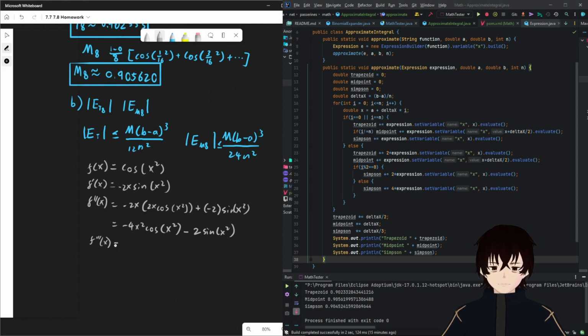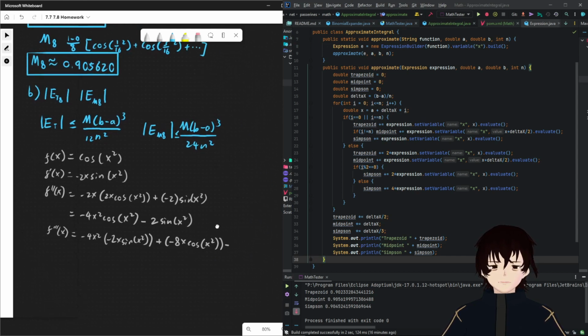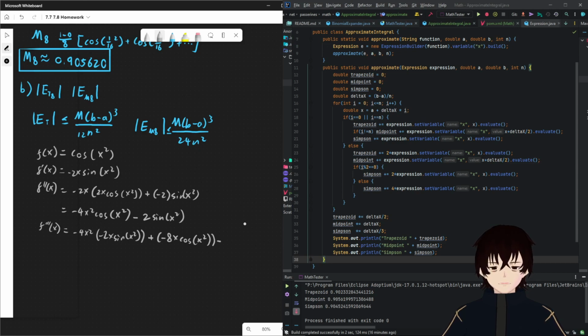f triple prime of x is equal to, oh my god, negative 4x squared times negative 2x sine x squared plus negative 8x cosine of x squared minus 4x cosine x squared. Did I mess up a positive or negative sign, or sine and cosine, somewhere?